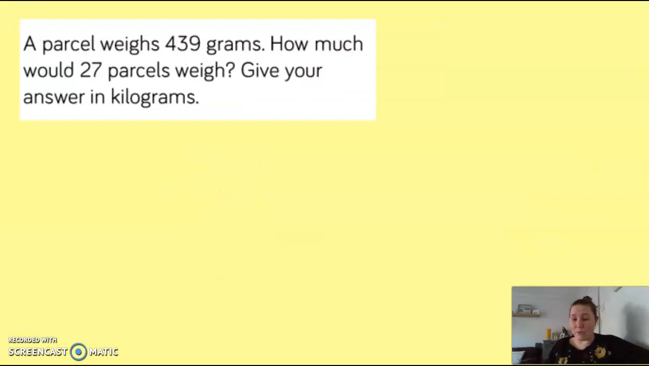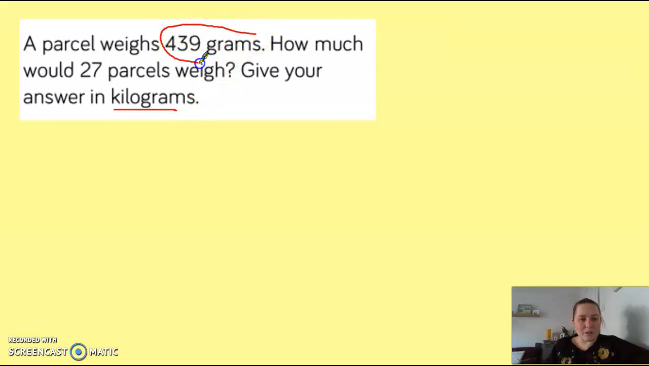Again, I'll read it to you, and if you want to, you can have a go on your own, or you can stay and listen to the explanation. A parcel weighs 439 grams. How much would 27 parcels weigh? Give your answer in kilograms. So underline that because that's important. I'll come back to that at the end.